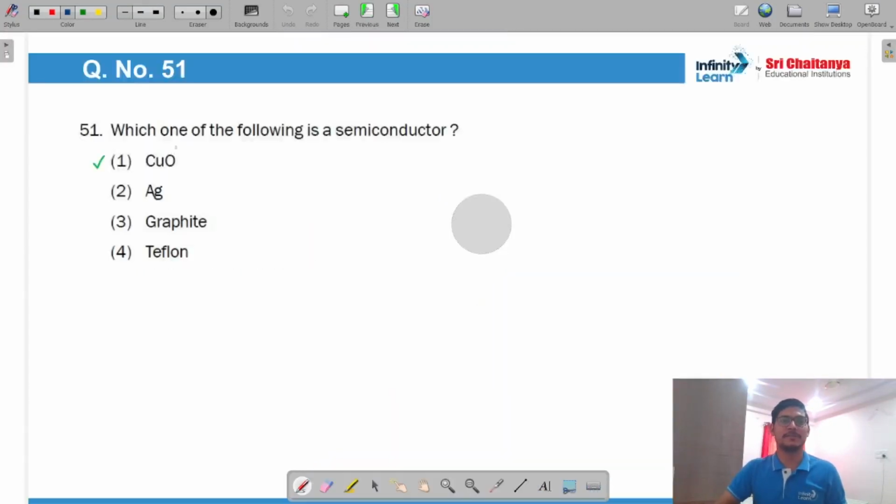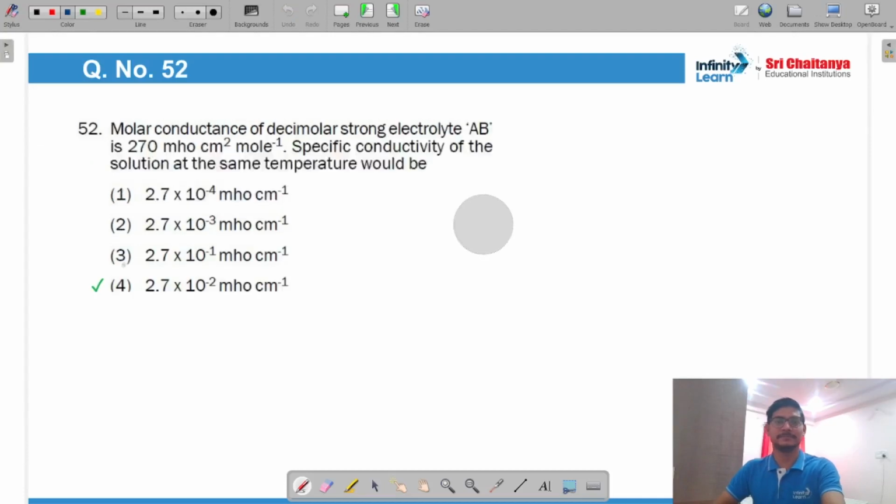First question, which one of the following is a semiconductor? Of course, the answer is cupric oxide because silver and graphite are conductors, and Teflon is an insulator.